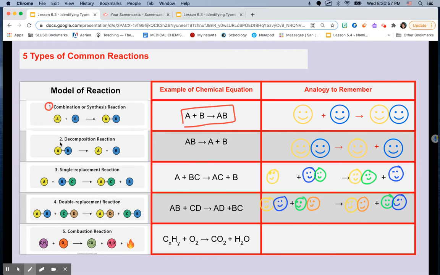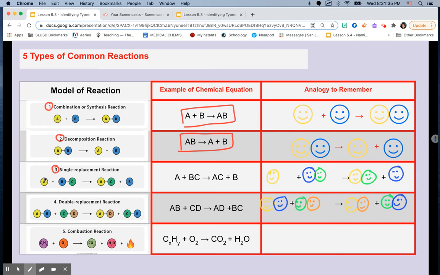The second type of common reaction is a decomposition reaction. So it's kind of the opposite. So notice that molecule A and molecule B are combined together and then they separate or they break up, right? So in this structure, you start out with one whole molecule, A and B are together, and then after the arrow, they separate.